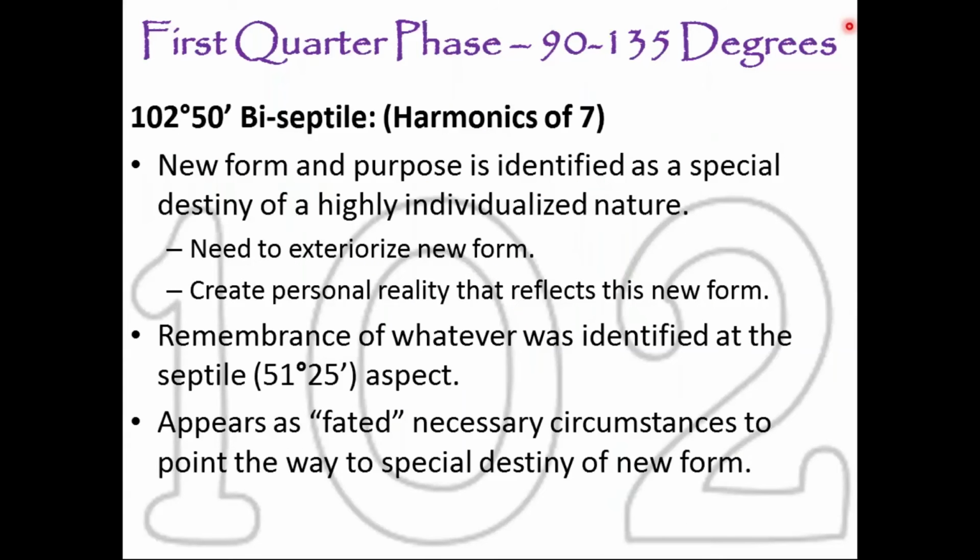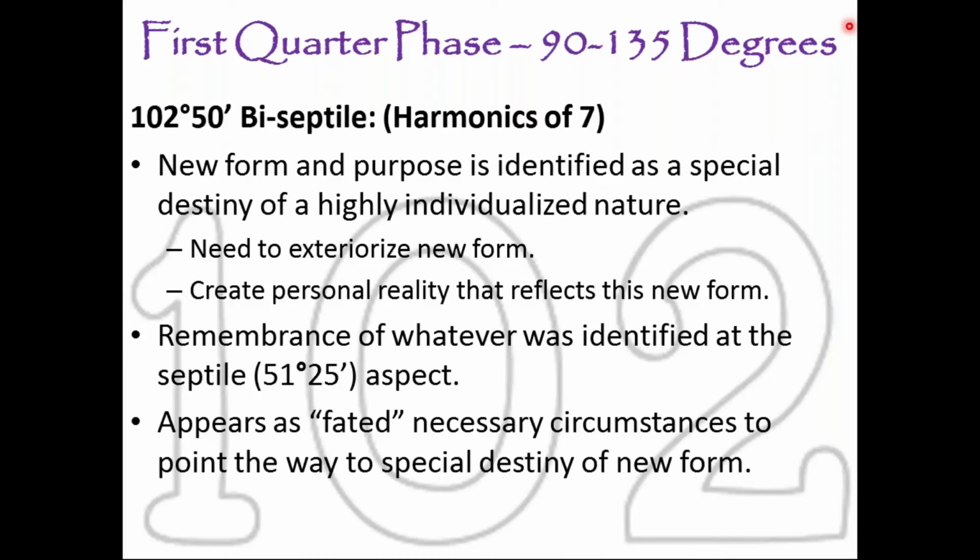Within the first quarter phase, there is the biseptile, about 103 degrees, with the harmonics of 7. When we start to move into this Mars Pluto degree, this is where the new desires that we are becoming aware of take on a very individualized and specific manifestation. The septiles are always known by the keywords a sense of special destiny. And this is the second septile.